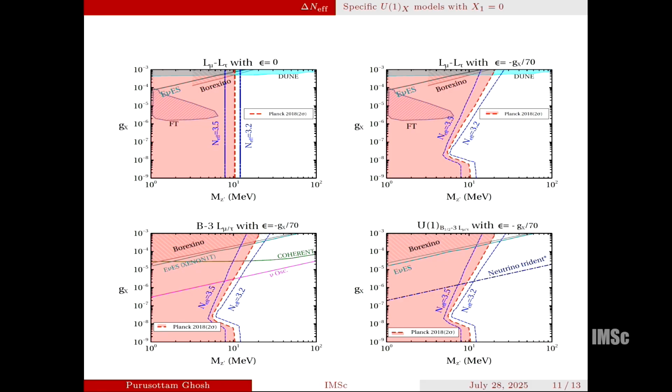Here also we plotted the N effective upper bound, that is the red dashed line. So here, as I said, x1 equals 0, but the Z prime interacts with the electron positron via induced coupling. So if you allow some non-zero induced coupling, it shows some peculiar behavior. That is because of the competition between scattering and decay.